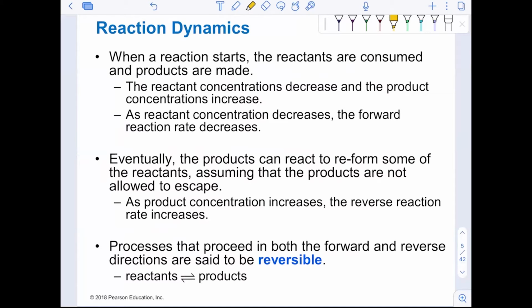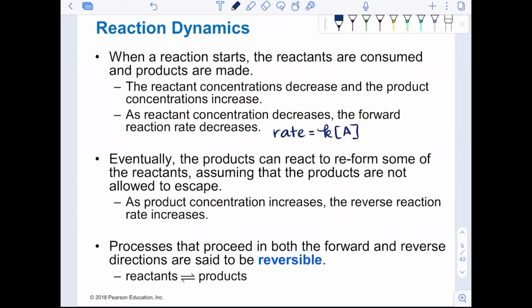Now, when we talk about reaction dynamics, when a reaction starts, the reactants, of course, are consumed to make products. At the start of a reaction, we are going to assume here that we only have reactants, and the reactant concentration starts to decrease and the product concentration starts to increase. We've already discussed a lot about rates of reactions. As the reactant concentration decreases, the forward rate of the reaction decreases. Remember, our rate law is dependent on the concentration of reactants, and so as that reactant concentration decreases, the rate decreases.